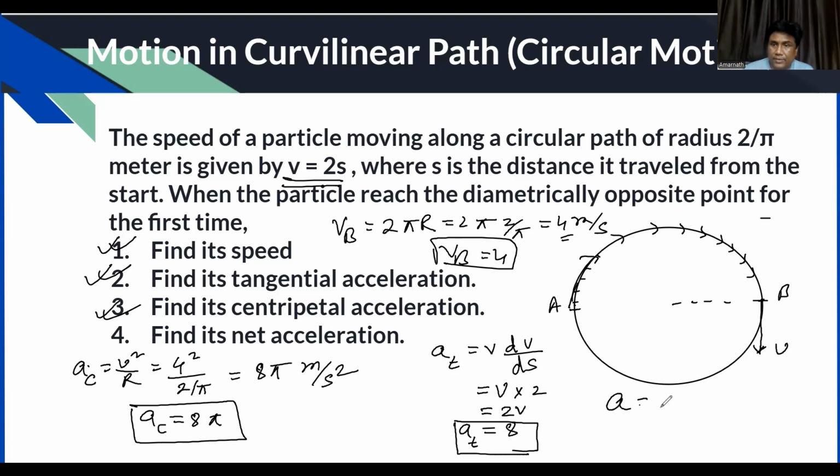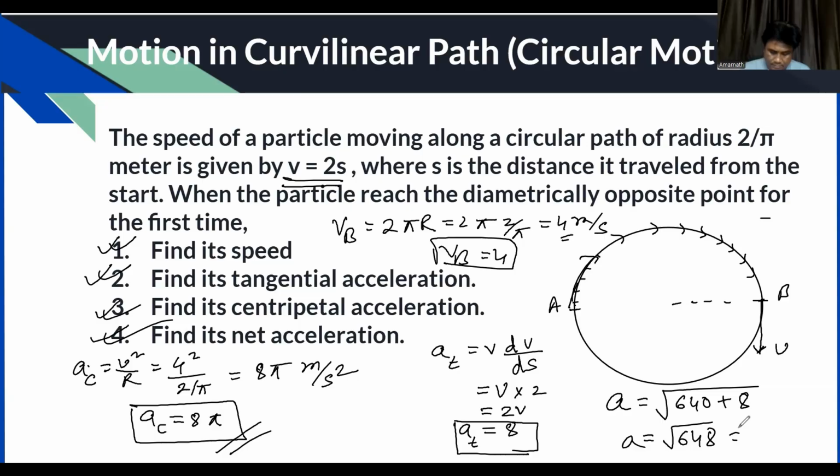So net acceleration will be what? Net acceleration is equal to under root ac square plus at square. So ac square is 64 into pi square, plus 64. So again, it is nothing but 648. It will be something like that only, okay? 25 something. So all questions answer given, okay? Are you ready for such questions?